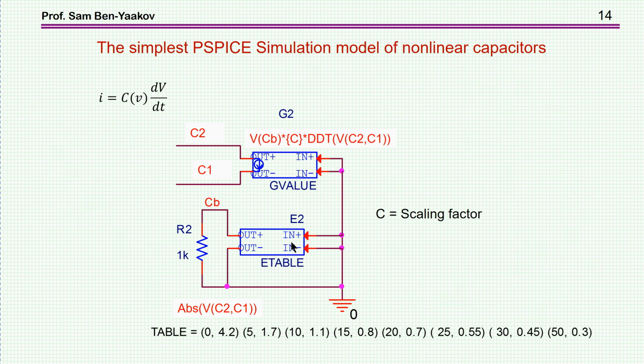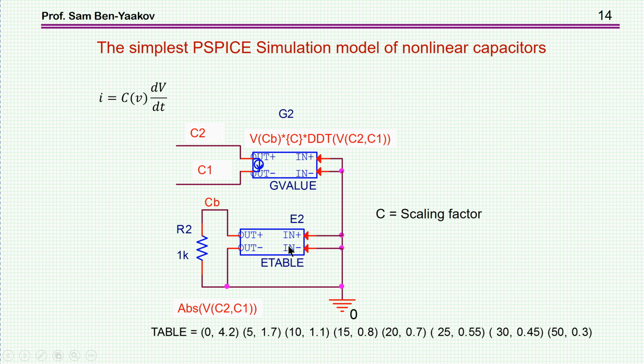Now the simplest way to model a nonlinear capacitor is shown here. We have here two dependent sources. This is a current source. The nodes are labeled here C2 and C1, and this is a voltage source, and the output is here. It's a voltage, and this node is labeled C sub B. These are analog behavioral models. This is a G value, a current source, and the value of the current is a function of this expression. I'll talk about it in a second.